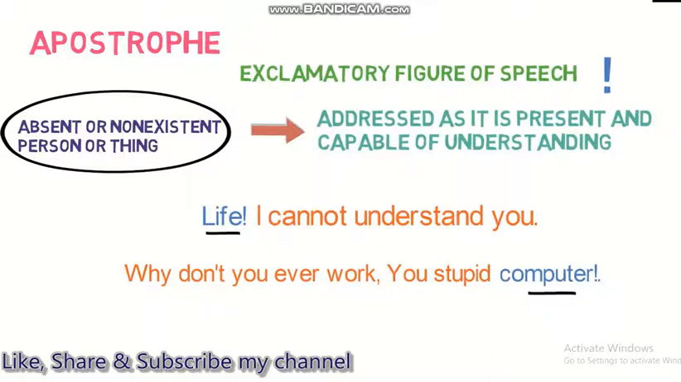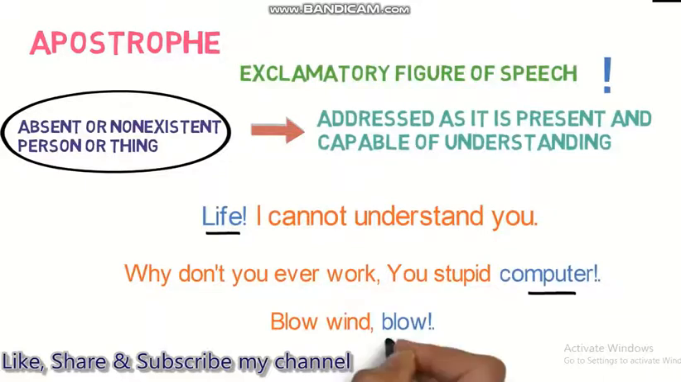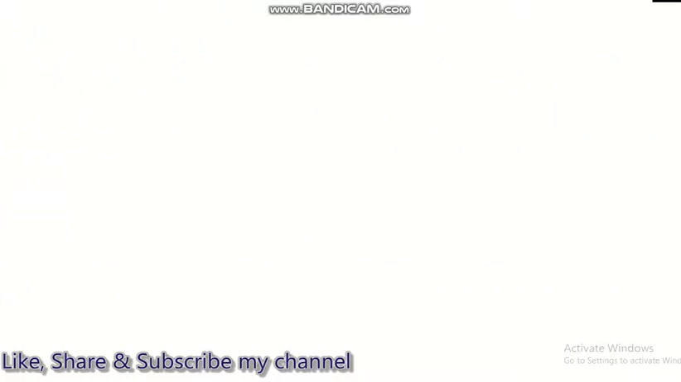Let's look into one more example to make things even clearer. Blow, winds, blow! Here we are talking with wind as if it is a living object and it is capable of understanding us. Here also you can notice the exclamation mark after blow. So these are the examples. Let's look into the next type of figure of speech.